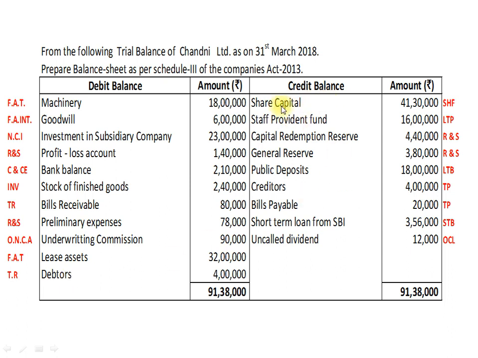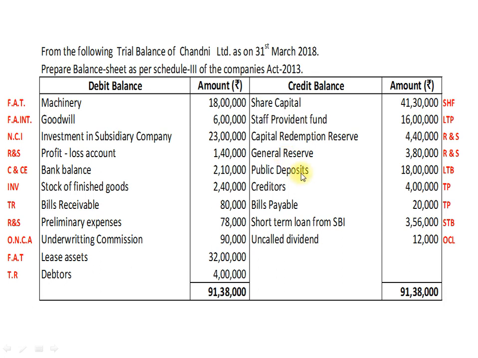Now the credit balance. Share capital will be recorded in balance sheet as equity and liabilities under shareholders fund as a share capital. Staff provident fund will be recorded on equity and liability side under non-current liabilities as a long-term provisions. Capital redemption reserve will be recorded on equity and liability side under the head shareholders fund and subhead reserve and surplus. Same way, general reserve will be recorded under reserve and surplus.